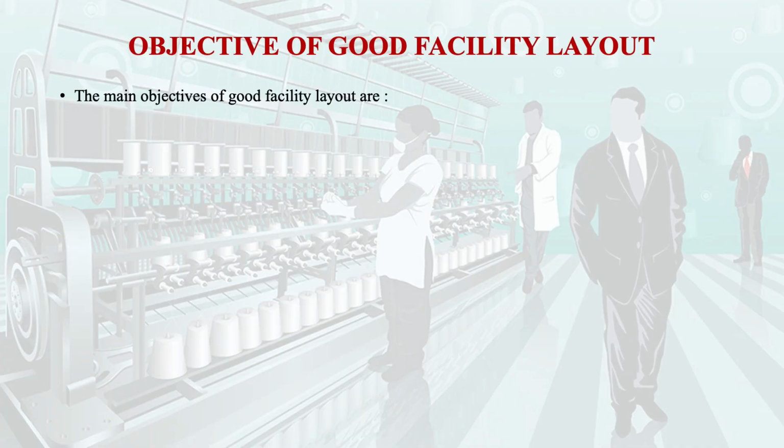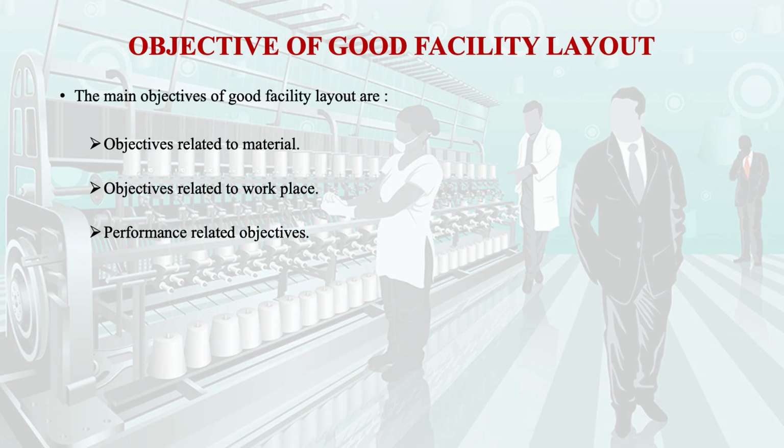Now, we can divide the whole set of objectives into 4 categories. First is objectives related to material. Second is objectives related to workplace. Third one is performance related objectives, and the fourth one is objectives related to flexibility. Now we will study them in detail.